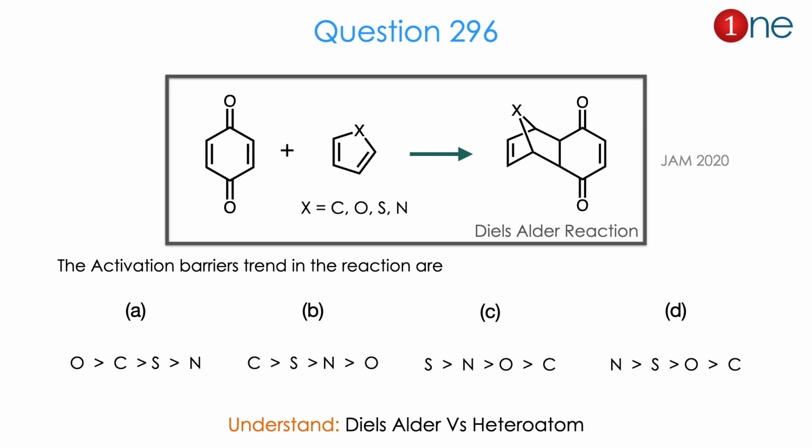From the question of different dienophiles and 4 different choices, you might realize the question is really about Diels-Alder reaction versus heteroatom. The answer is C. Let us see how.